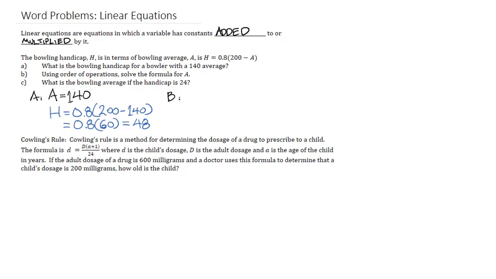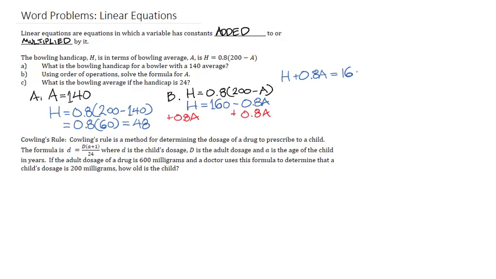For part B, it says to take this formula and solve it for a, to isolate a. Here we have h isolated, but we want to isolate a. There are several ways to go about this. I will show you two. One thing you could do is you could distribute 0.8, and if you choose to do that, you'll get that h is equal to 160 minus 0.8a. Then what I could do is add 0.8a to both sides. Be careful, you cannot combine those terms, so you will actually get h plus 0.8a is equal to 160.